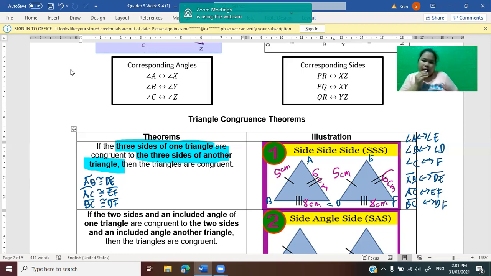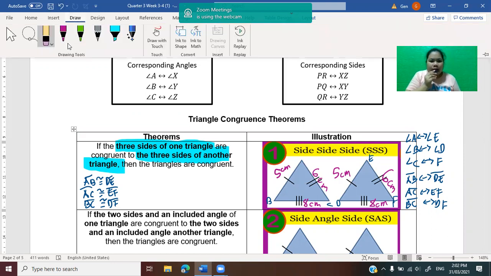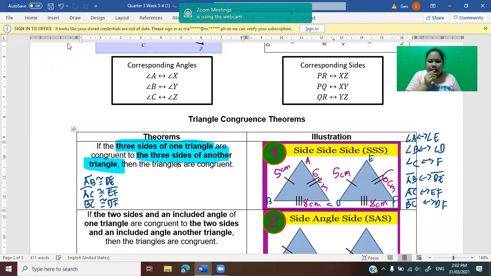So yung ticks po, ginagamit lang kapag hindi mo na gustong ipakita yung sukat. Kumbaga, these ticks imply that these corresponding sides are congruent, these corresponding angles are congruent. So pagka sa formal na proving, wala na tayong mga sukat, hindi na nakalagay yung sukat. Kumbaga yung ticks ang magsasabi sa iyo na they are congruent kasi parehas ng number of ticks. Okay, so that's how we illustrate the triple S congruence theorem. Okay, so three sides are congruent.